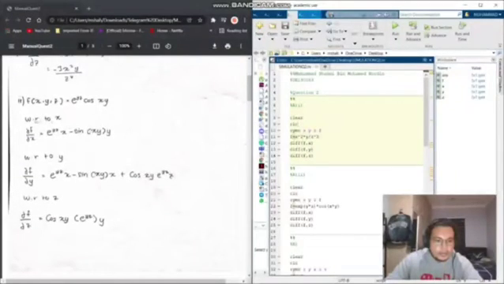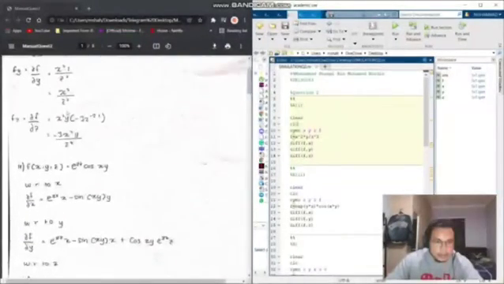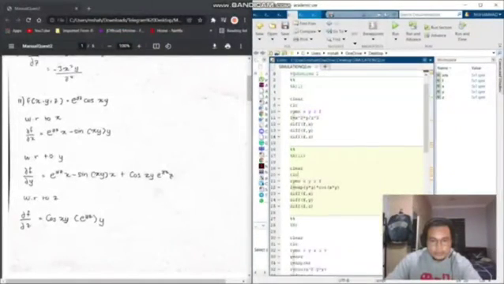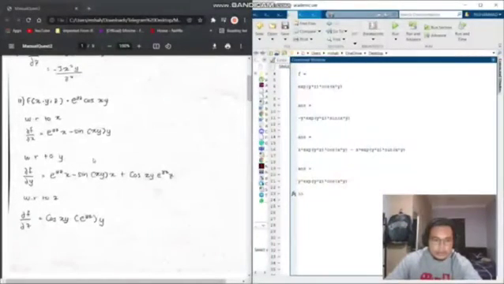Then next question is the first partial derivative in terms of x, y, and z for the equation exponent yz cos xy. So this one, you run the code. Here is the equation. Then here is the answer. Negative y, exponent yz, sine xy. So it's the same.